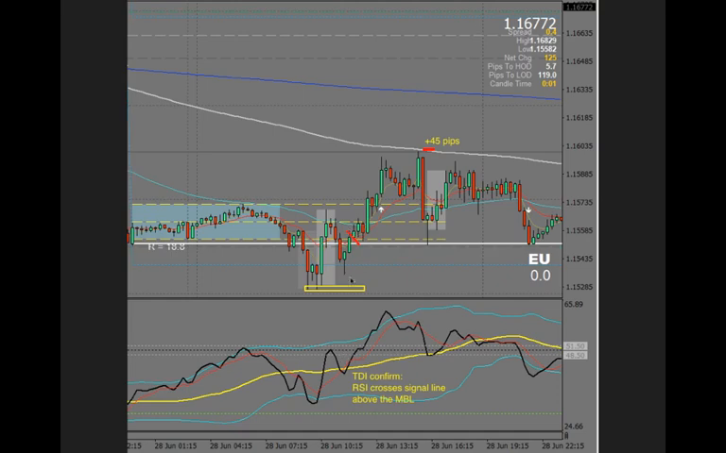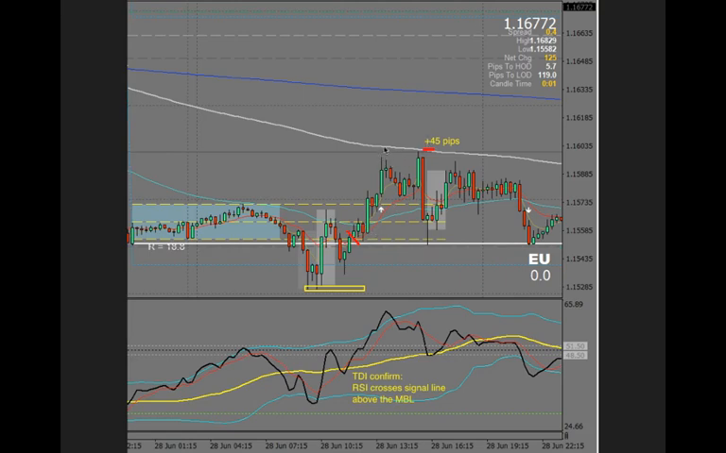TDI confirms, RSI crosses above the signal line, above the market baseline, and we are off and away. Our stop loss, I didn't mark it on this chart, but it would have been about 20 pips down below at this point. And you can see here if we held up to this line, 45 pips, easily a little bit more than 2-to-1 risk reward profit trade there.